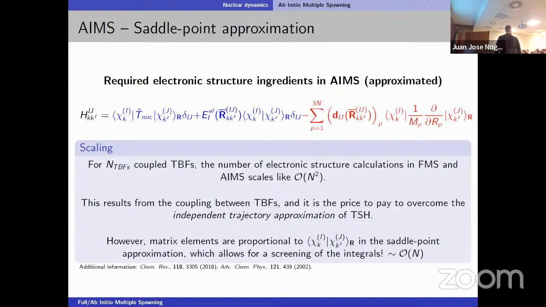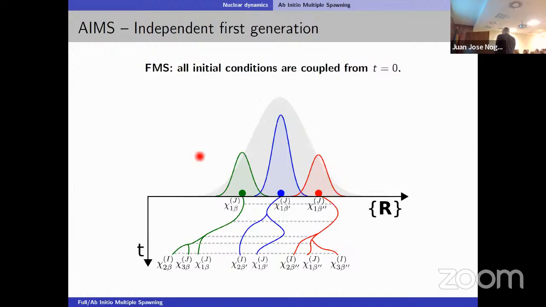The second approximation is related to this way of initializing the dynamics. Do you remember I told you, you take a certain number of Gaussians that are meant to represent a nuclear wave function, and all these parent trajectory basis functions will be coupled from time t0. What we do in ab initio multiple spawning is to consider that if you are looking at a multidimensional system, and you create this wave packet at time t0, the first thing that will happen is that this wave packet is going to spread. In other words, the coupling between these parent Gaussians is going to decay very rapidly in the early stage of the dynamics. And this is possibly true for multidimensional systems.